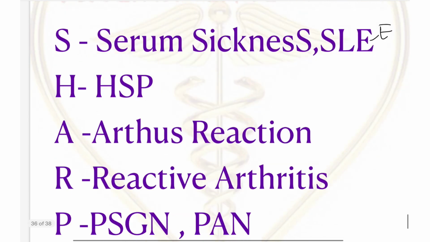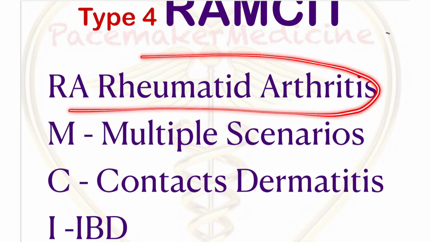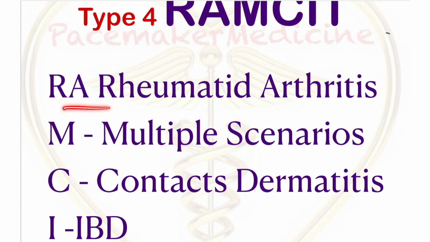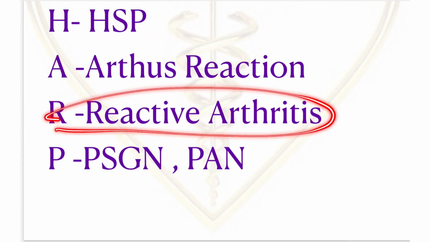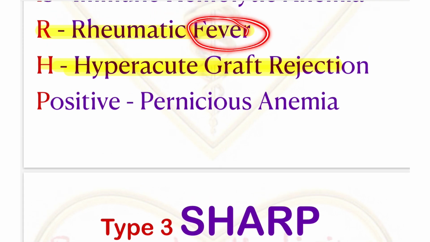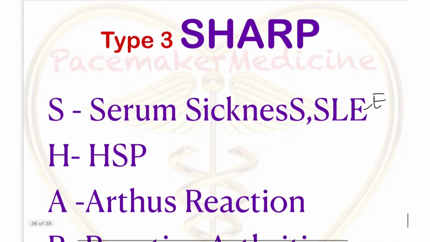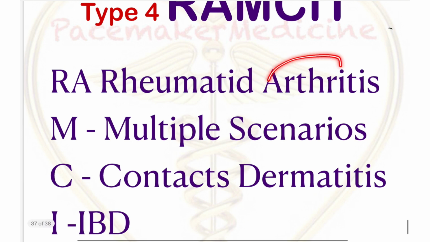Now in type 4 also we have rheumatoid arthritis. So here is rheumatoid arthritis, here is reactive arthritis, and here is rheumatic fever. So first of all fever is going to occur in type 2, then there is a reaction to the fever, and then only you can see a symptom of arthritis. In this way you can remember.